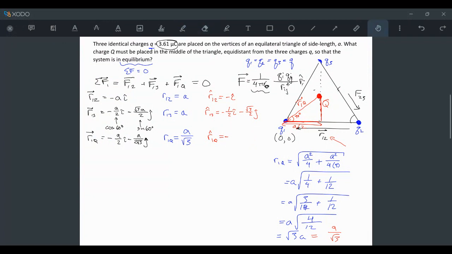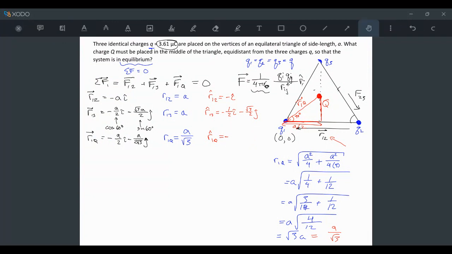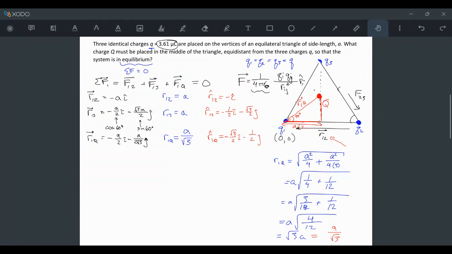Is root 3 over 2 i hat minus 1/2 j hat. And you might say these look pretty familiar. We just found them from what is the vector and what is the length of the vector, and using the definition of the unit vector to figure that out. But you could also realize that this is the cosine of 30 and this is the sine of 30. So it's all kind of consistent.